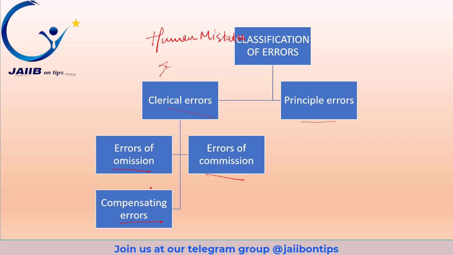Errors of omission means the error when a transaction is completely left out or not recorded in the books. As a result, the trial balance will not include the correct values for that transaction, so it will lead to an imbalance. That means if Ram gave you rupees 500 and you forgot to record that amount in your cash book, this is the error of omission.